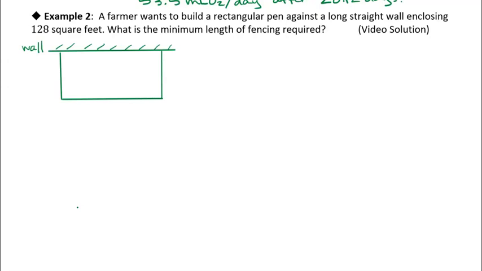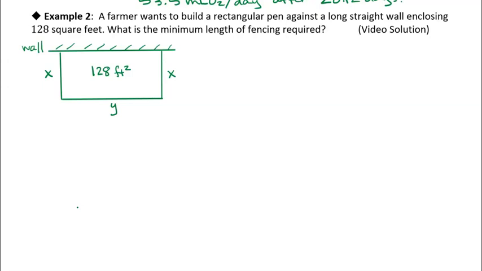Now we want this rectangular area to be 128 square feet. That's what we want the area to be. And we want to know what's the minimum length of fencing, right? Now the fencing goes along these edges. We have 3 sides because we're using the wall as one side of the pen. And so I'm going to call this x and this x, and we'll call this length of fencing y. It's a rectangle, so these opposite sides have to be the same. All right, so I have a picture now.